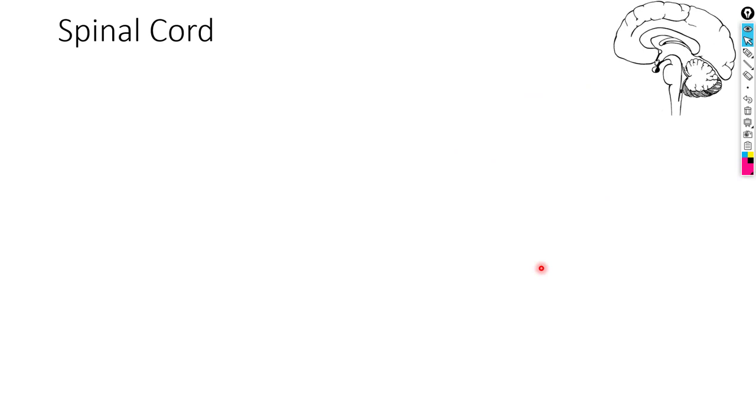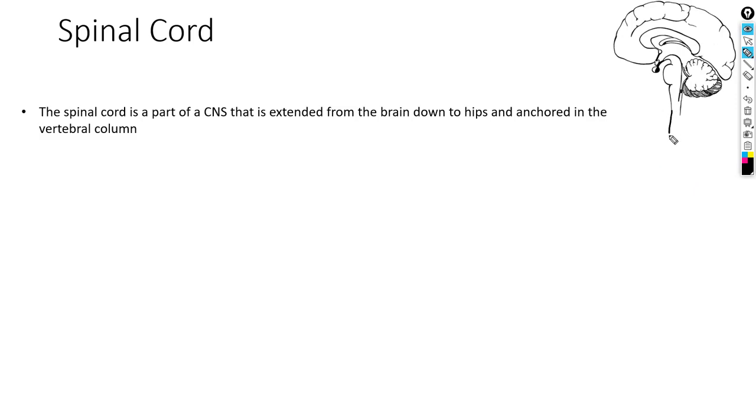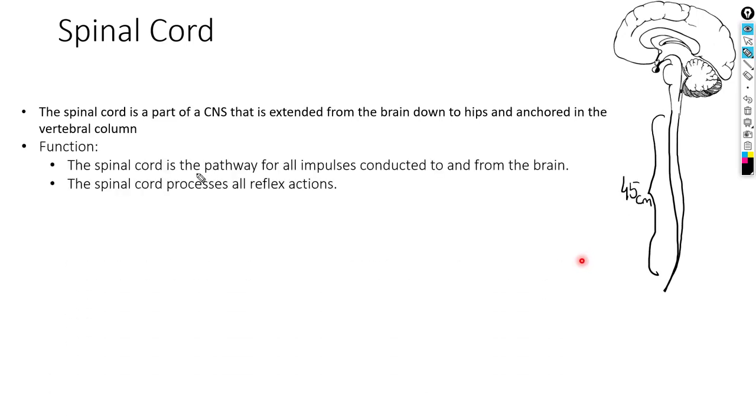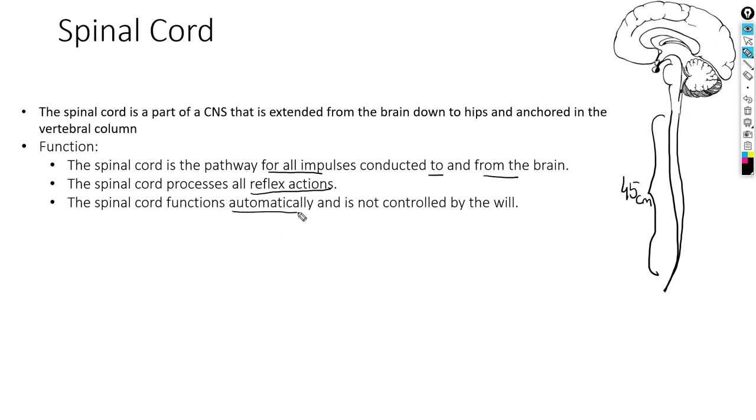Now, the next part of the central nervous system is the spinal cord. The spinal cord is a part of the CNS that extends from the brain down to the hips and is anchored in the vertebral column. This spinal cord has an average length of 45 centimeters. When it comes to the functions of the spinal cord, it is the pathway for all impulses conducted to and from the brain. And the spinal cord is a center for all reflex actions. The spinal cord functions automatically and it is not controlled by the brain.